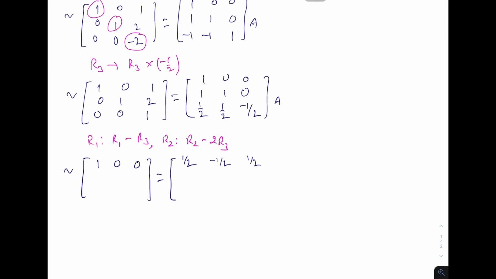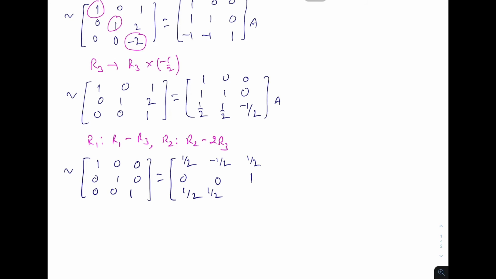Then R2 is R2 minus 2R3, so these are the two zeros, so there is no change, but here that will be 0, so that will be 0 1 0. But here R2 minus 2R3, so if I take minus 2 here, that will be minus 1 and plus 1, so that will be 0. Same way here also 0, and here multiply with minus 2, so that will be 1, and adding here, so this is 1. Third row same, 0 0 1.